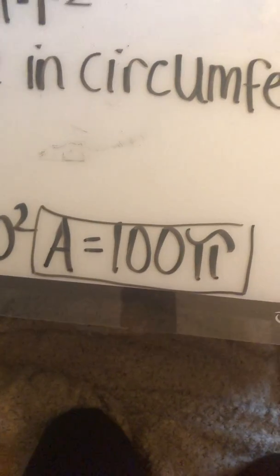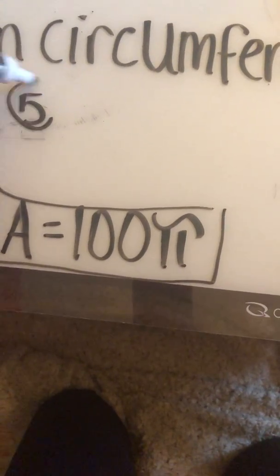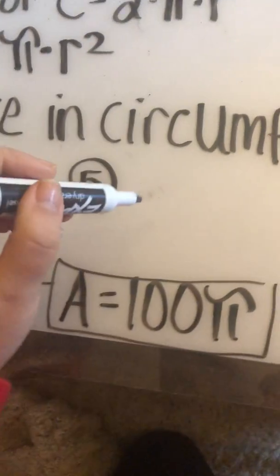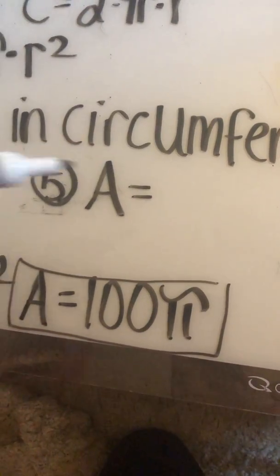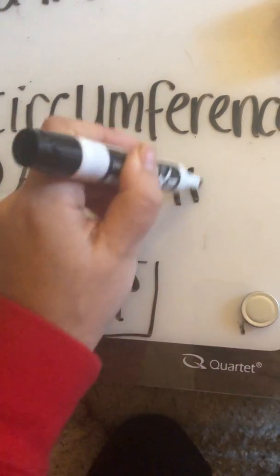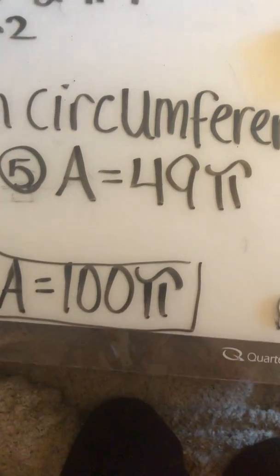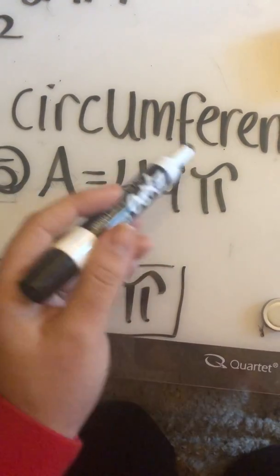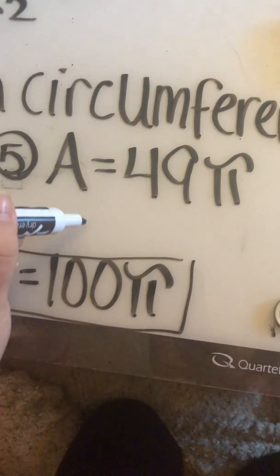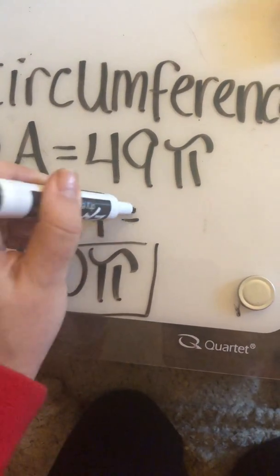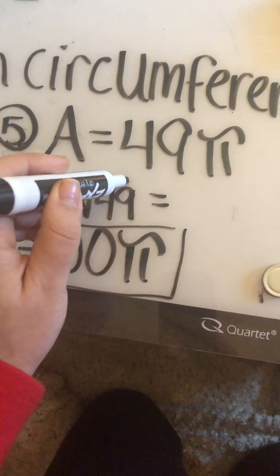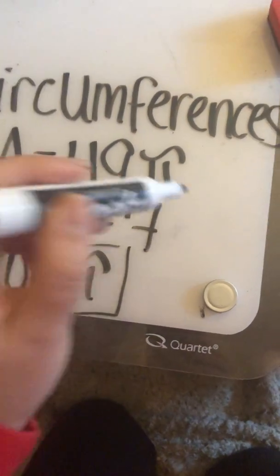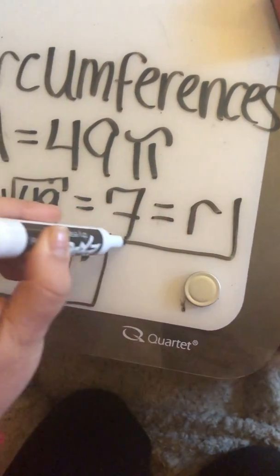Okay, and then the last question, there's 5 questions on your evidence. The last question is, given an area in terms of pi, what's the radius? So they would give you something like this, area equals, let's say 49 pi. This is the lesson you guys did yesterday. If area equals 49 pi, then all you need to do is take the square root of this number to figure out your radius. So we would do the square root of 49. And the square root of 49 is what number times itself equals 49. And that number is 7. So the radius would equal 7.